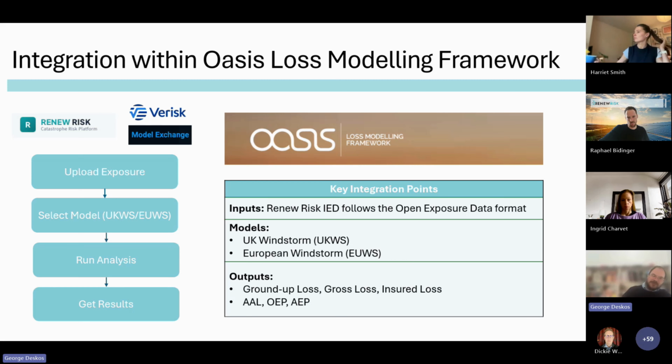But to be able to do that, there are key integration points. Our inputs follow the Open Exposure Data format, and everybody can see what this looks like. There are specific codes, and this is fully integrated. We follow these standards, and we're happy that this is a transparent approach. The models are available now. I'm not going to go into more detail here, but both the inputs, the model selection, and the outputs all follow the Oasis loss modeling framework, and that is what makes it accessible and ready to be deployed. And I think that's all I have, and I'll pass now to Ingrid.